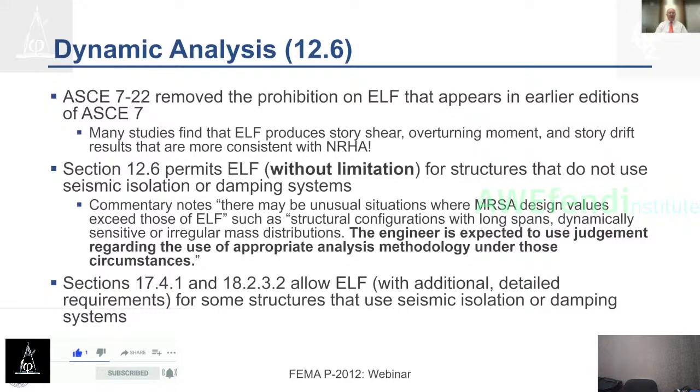So then for dynamic analysis, I mentioned before that the prohibition on ELF was removed because we find that more conservative ELF analysis actually produces results that are more consistent with the true dynamic inelastic response than the modal method would suggest. And so we're allowed without limitation to use ELF unless we have seismic isolation or damping systems, and those systems allow ELF with some additional requirements. I again note the caveat: although modal response spectrum analysis is generally less conservative than ELF, it may be possible that there's some strange distribution, and so the commentary cheats a little bit and says you may still need to think about that modal response.